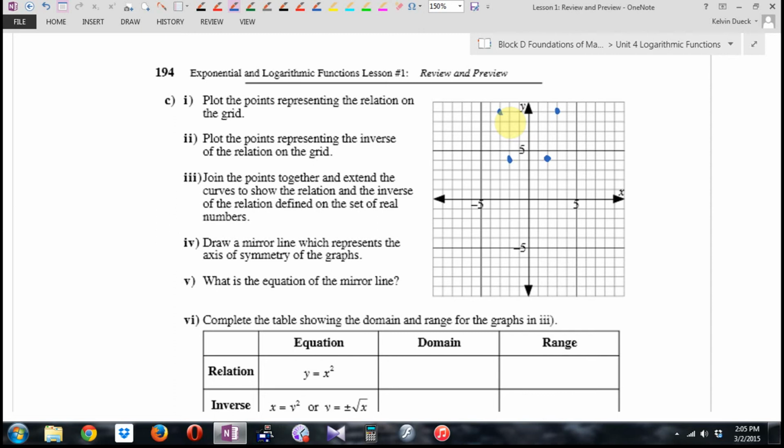This one, I'm not going to connect. By the way, can you see it's sort of based on a parabola? I'm not going to connect it, though. Then, it says, plot the points representing the inverse.